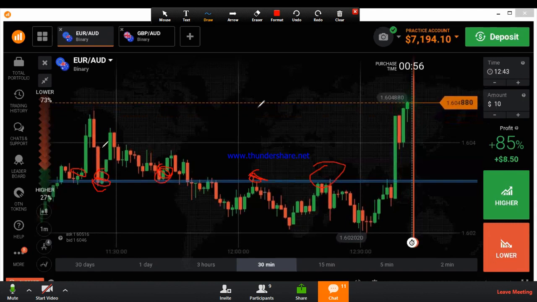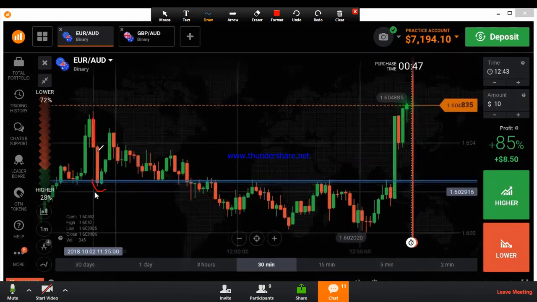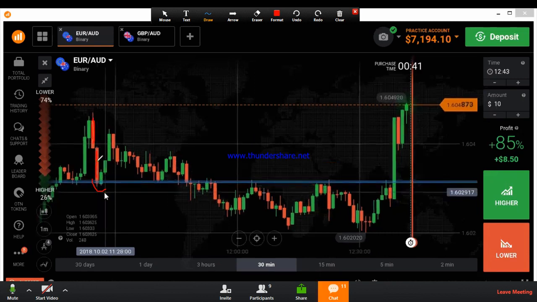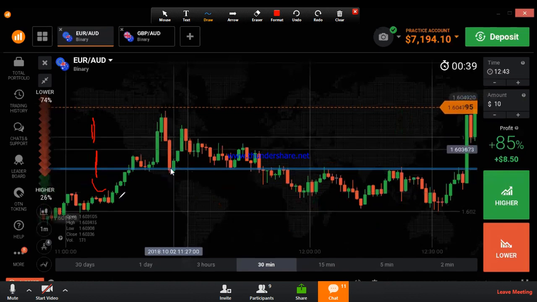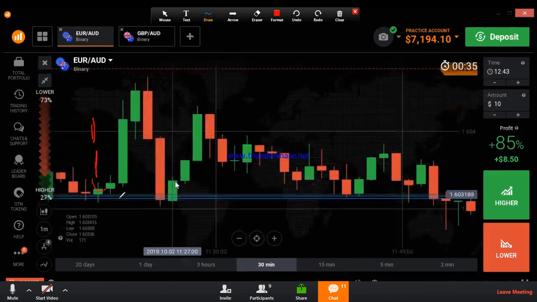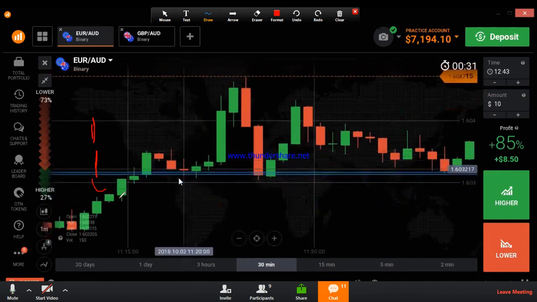How can I know that this level will hold? From this point, the sellers entered very strongly, right? This point? Yeah, bro. The previous red candle was too strong. We can't trade. I already told you this is a very strong candle. We can't trade because it already reversed, right? It already worked here.